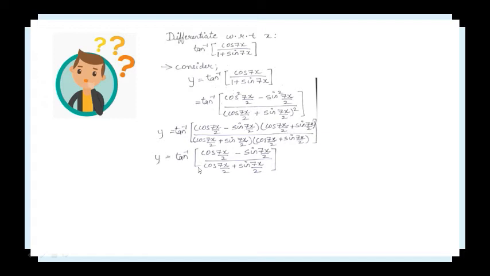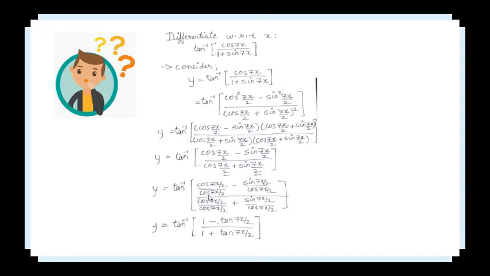Now over here we have to divide the numerator and denominator by cos 7x by 2. So we get y equal to tan inverse of 1 minus tan 7x by 2 upon 1 plus tan 7x by 2. So we can relate this with tan inverse of x minus y upon 1 plus xy.